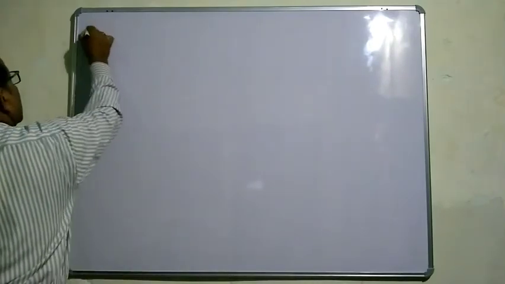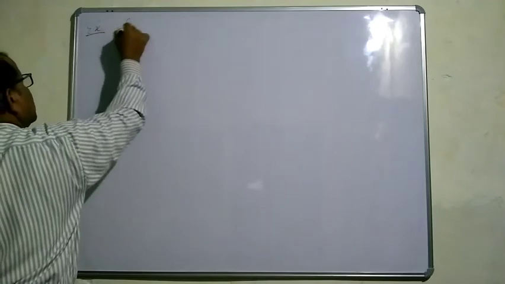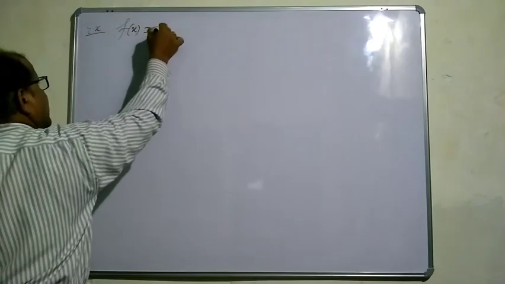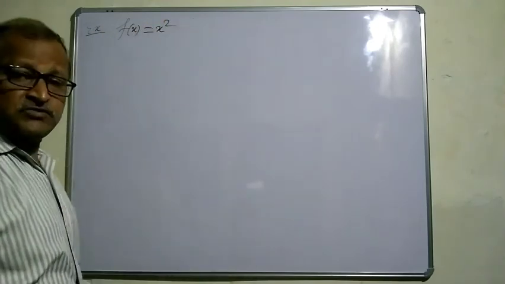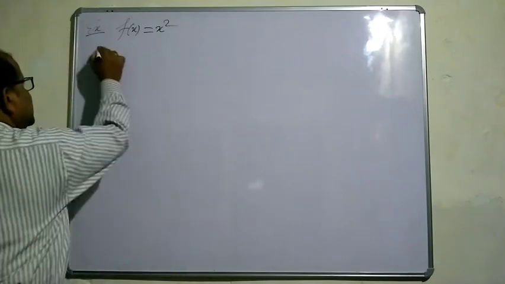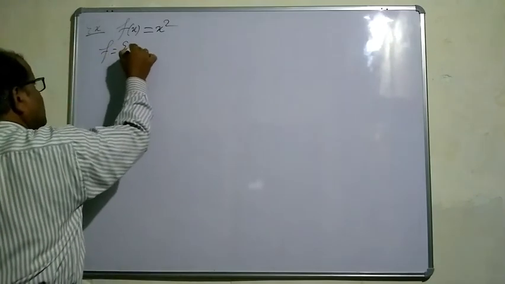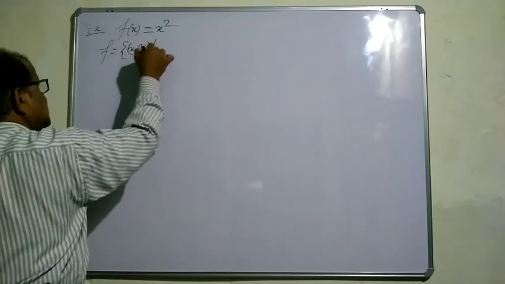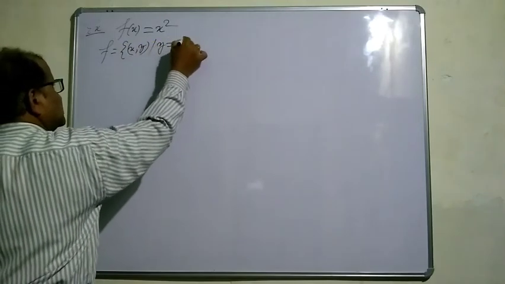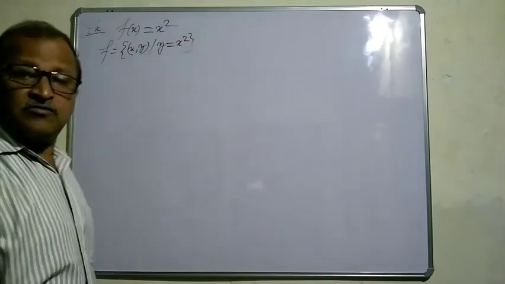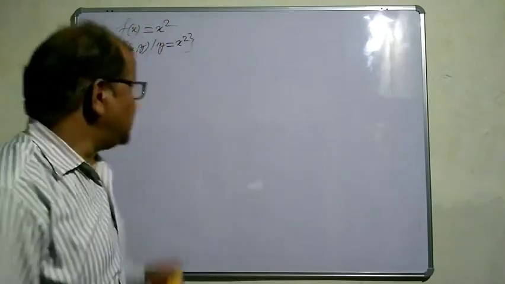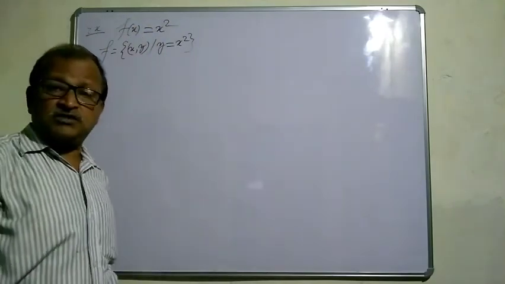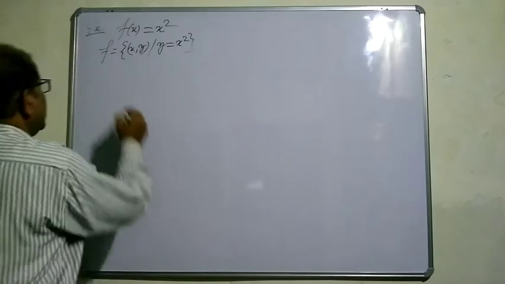Yes, we will take the same example. f(x) is equal to x square. This is the function, that is f is equal to the set of ordered pairs (x, y), such that y is equal to x square. This is the function. What was its domain?